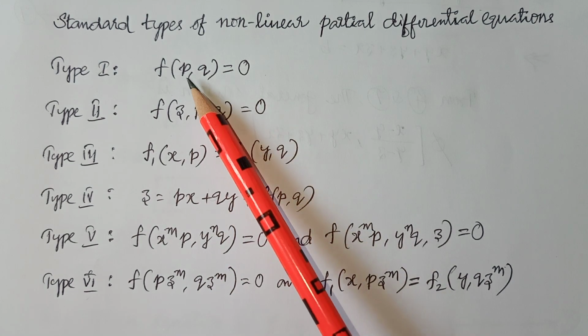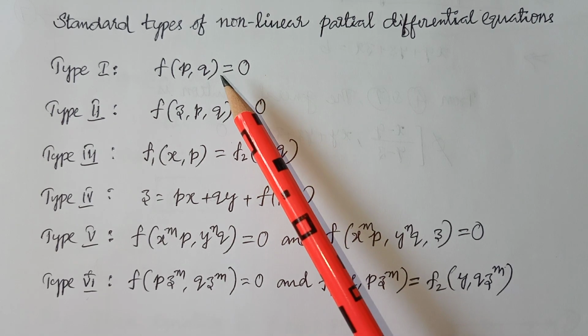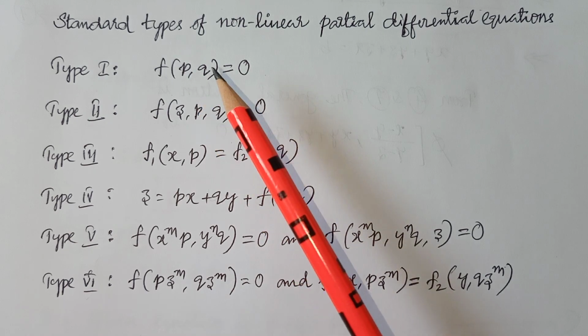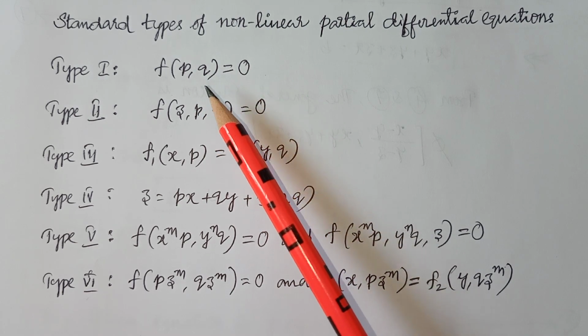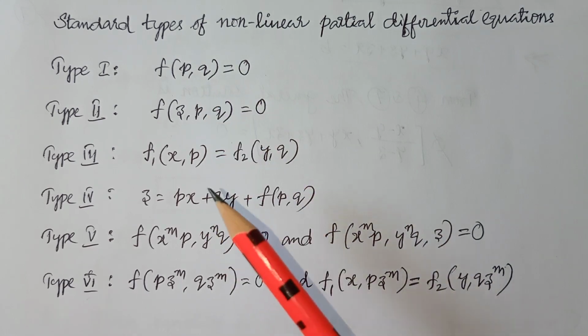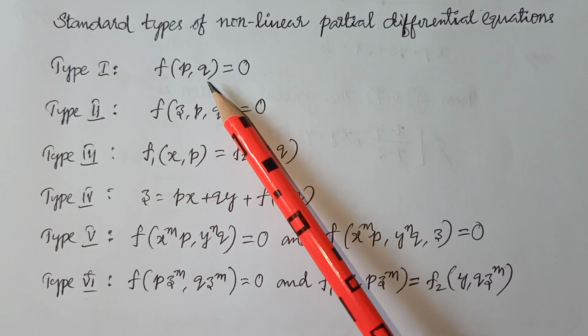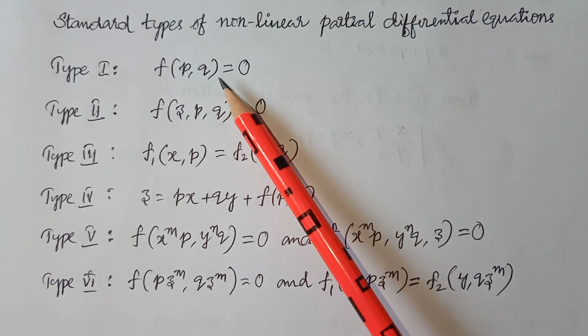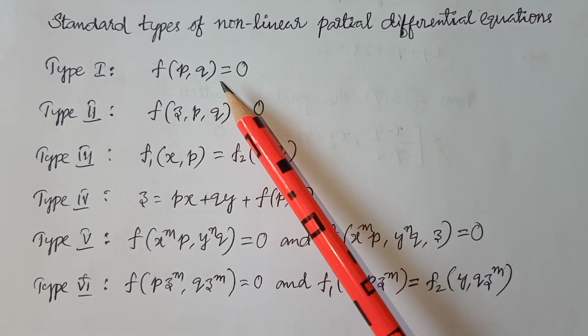So what is the first? f of pq is equal to 0 means the equation contains only p and q, nothing like x, y, z. It only contains p and q. So let us discuss how to solve type 1 problems.